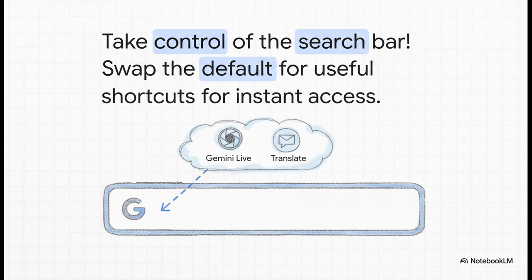Next, the search bar is finally back under your control. Instead of being stuck with whatever Google gives you, you can now swap it out for incredibly useful shortcuts. I mean, imagine launching a visual search with Gemini Live, or opening Google Translate right from your home screen. It's all about making that prime real estate actually work for you.